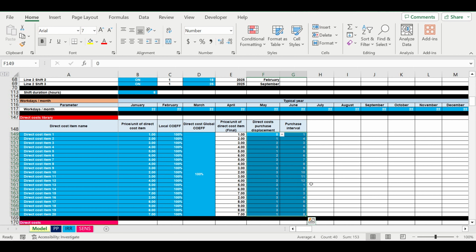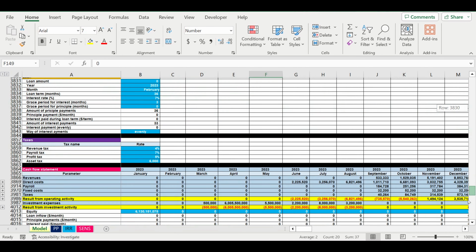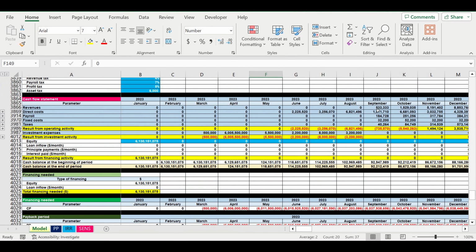Here on the right, for each direct cost item, we have 2 very important parameters. The first one is purchase displacement. It's been set up in months. For example, we may have a business idea when we need some direct cost item today, but it may take us several months to get this item on site. This means we need to buy and deliver this item beforehand. These costs will affect the cash flow statement and increase the amount of financing needed for the start of your project.